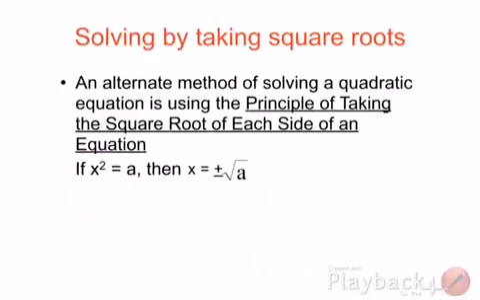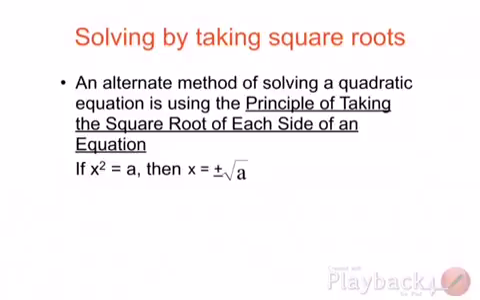Now, it gets a little bit trickier here when you're solving by taking a square root, and I'll explain what that means. An alternate method of solving a quadratic equation is using the principle of taking the square root of each side of an equation. So if you've got x squared is equal to something, then you can square root both sides, and that will give you an x value. And remember that if you square root something, you have to take a positive and negative answer.